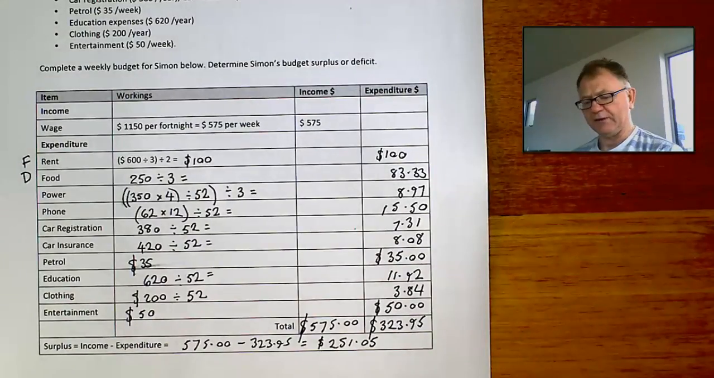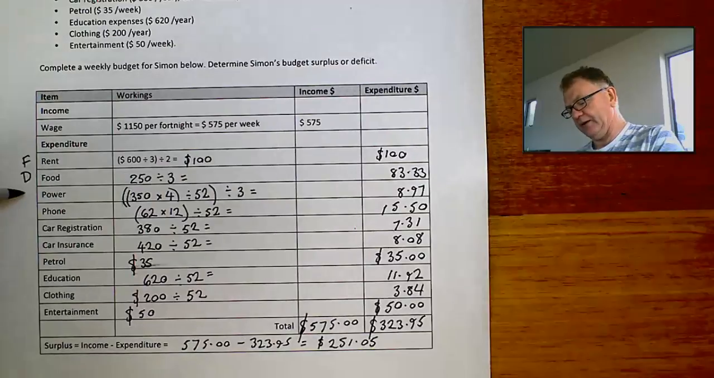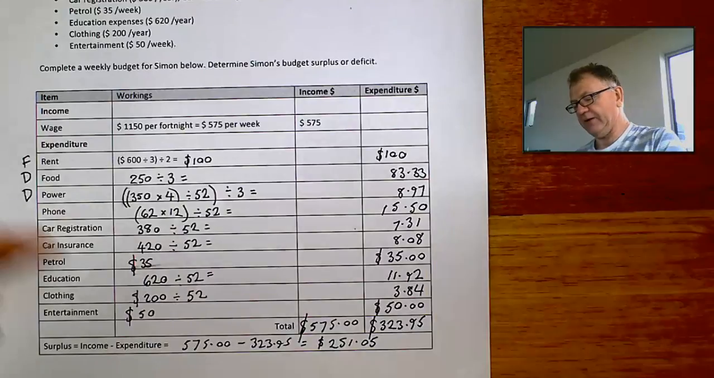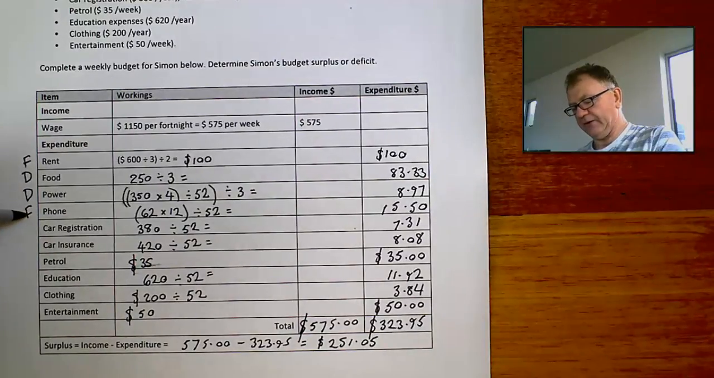Power's a tricky one because there's a line charge that goes on with power which is definitely fixed. Though the rest of the power, it could be viewed as discretionary because you could use less power if you wanted. If you went around turning appliances off, you could make some savings there. So we'll put down discretionary because there is a discretionary component to power. The phone, it's a phone contract type arrangement that he's got here, and he must pay that $62 a month, so we'll call that a fixed expense.